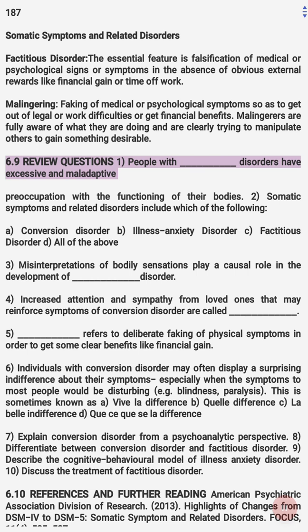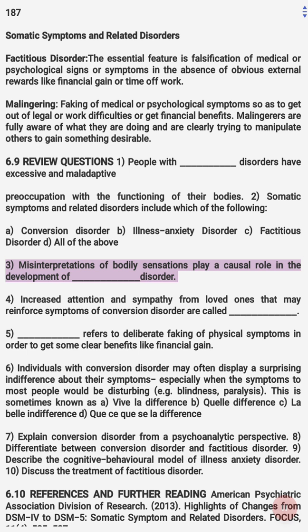People with blank disorders have excessive and maladaptive preoccupation with the functioning of their bodies. 2. Somatic symptoms and related disorders include which of the following? A. Conversion disorder. B. Illness anxiety disorder. C. Factitious disorder. D. All of the above.